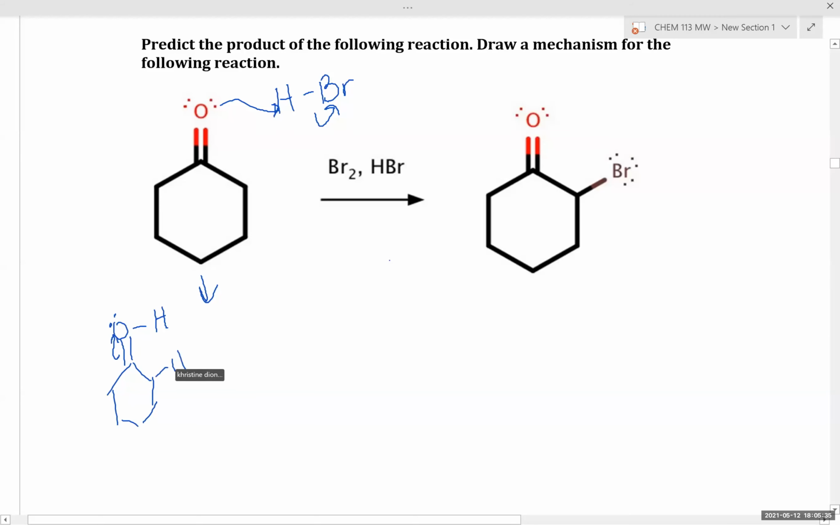So we have the student drawing protonation of your carbonyl. Yeah, you can use another equivalent of carbonyl as your basic substrate, or you can use an equivalent of halide. Either would be fine.